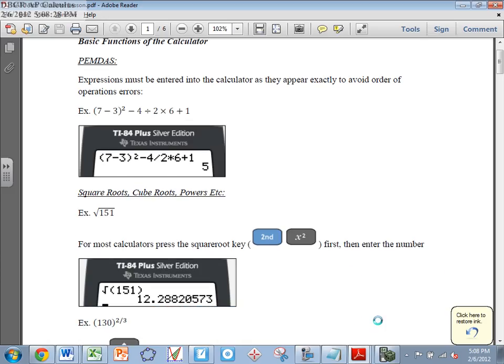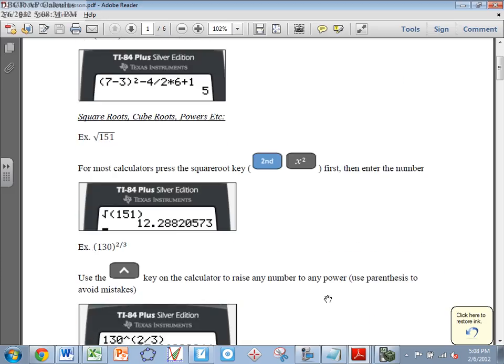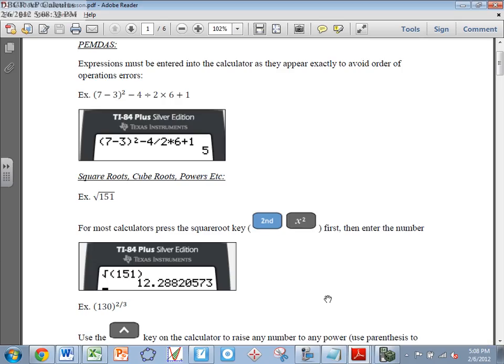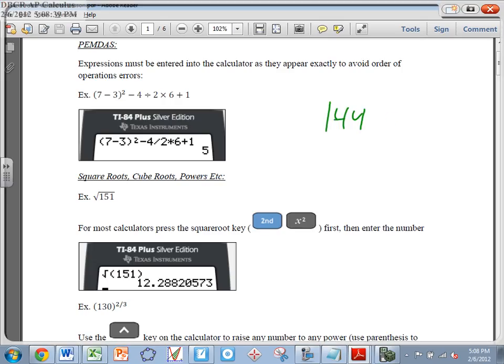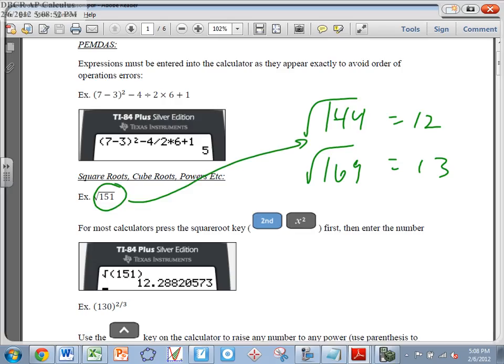So the first example to take a look at is the square root of 151. You might say to yourself, okay, that's going to be a number between 12 and 13, because I know that the square root of 144 is going to give me 12, and the square root of 169 is going to give me 13. Now, I'm only looking at the positive roots right now. But again, I'm looking at 151, so that is somewhere between 144 and 169.